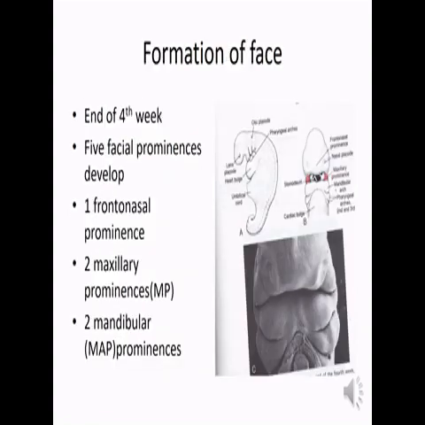So the formation of the face begins with five facial prominences. One is the frontonasal prominence and two maxillary and two mandibular prominences. They are the paired ones, whereas the frontonasal is unpaired. This begins at the end of the fourth week.